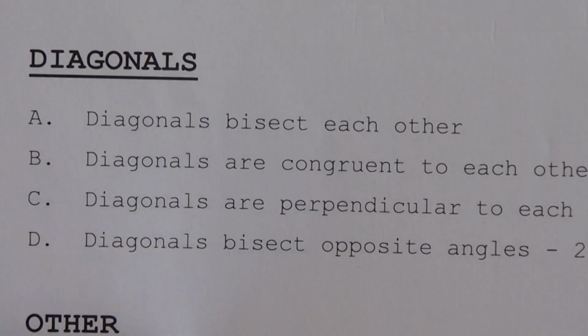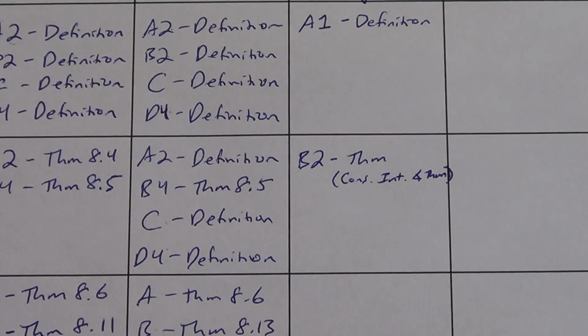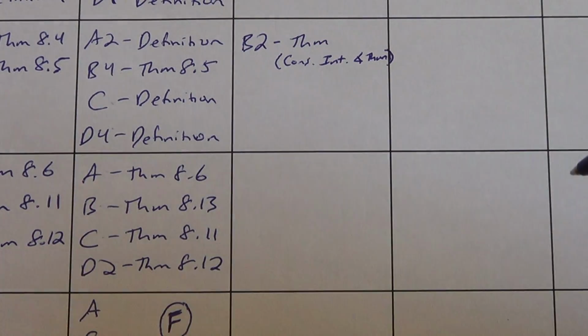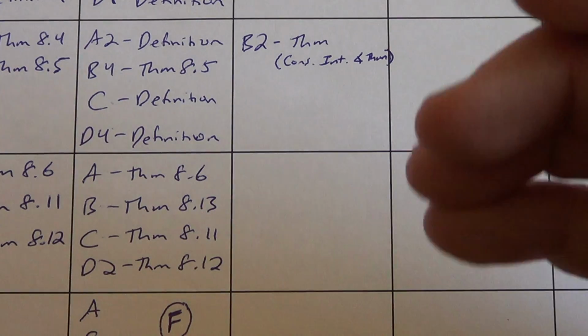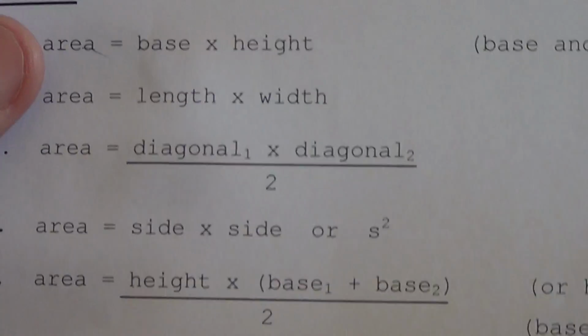Diagonals. Diagonals bisect each other. No, cannot be true. It's not one of those where it could be true, maybe, maybe not. It cannot be true because if both diagonals bisect each other, then it has to be a parallelogram. That was one of our theorems back in lesson 8.3, so there's no way that's going to happen.